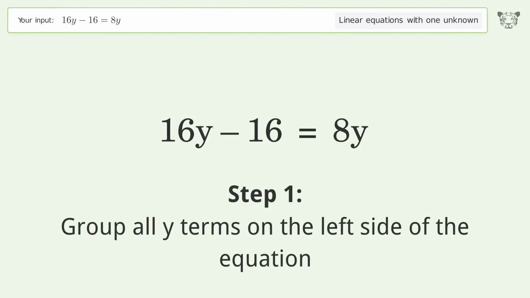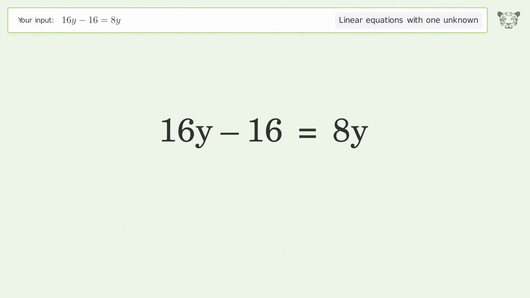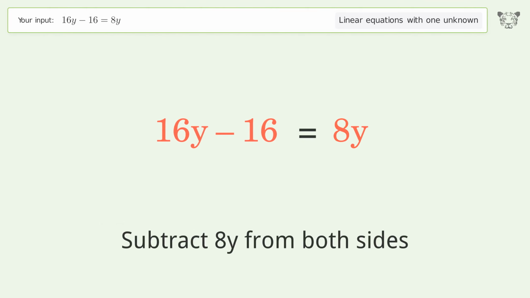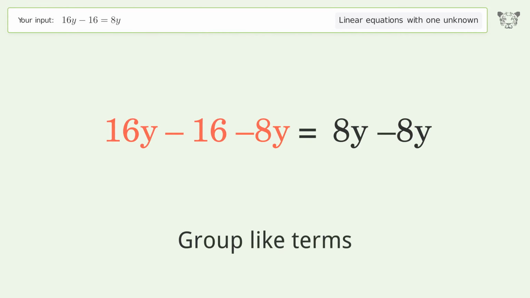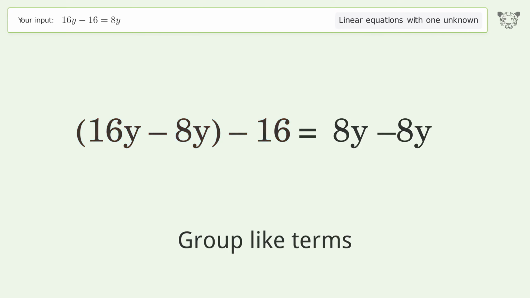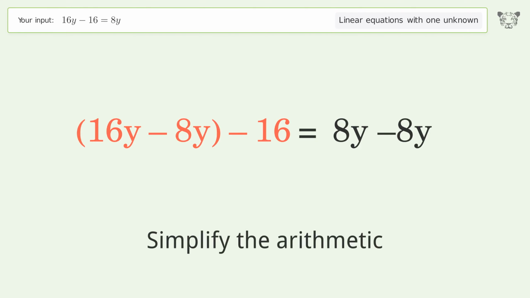Group all y terms on the left side of the equation. Subtract 8y from both sides. Group like terms. Simplify the arithmetic.